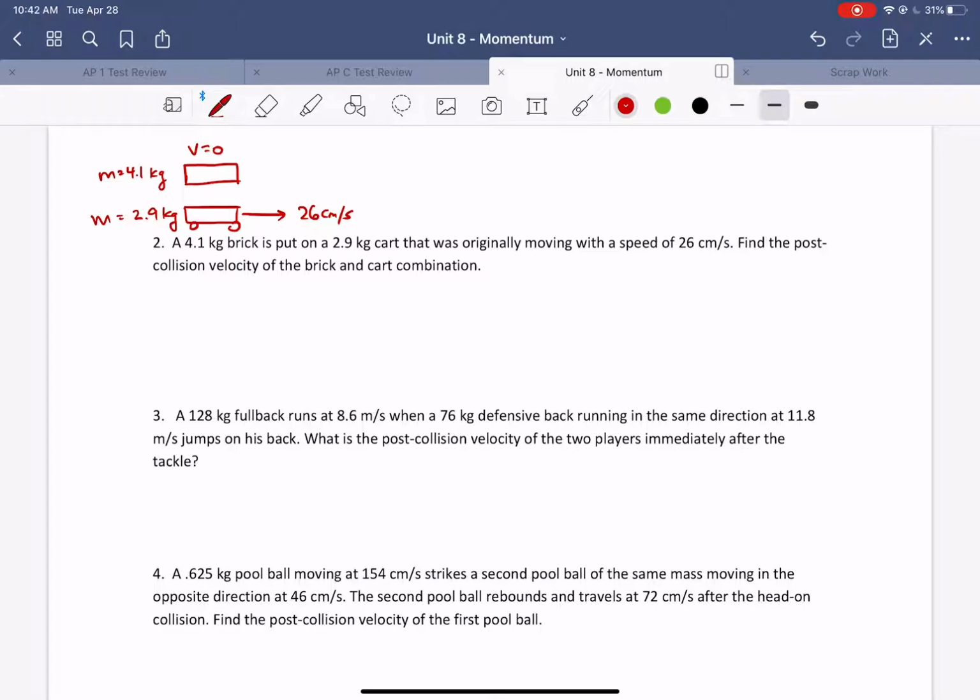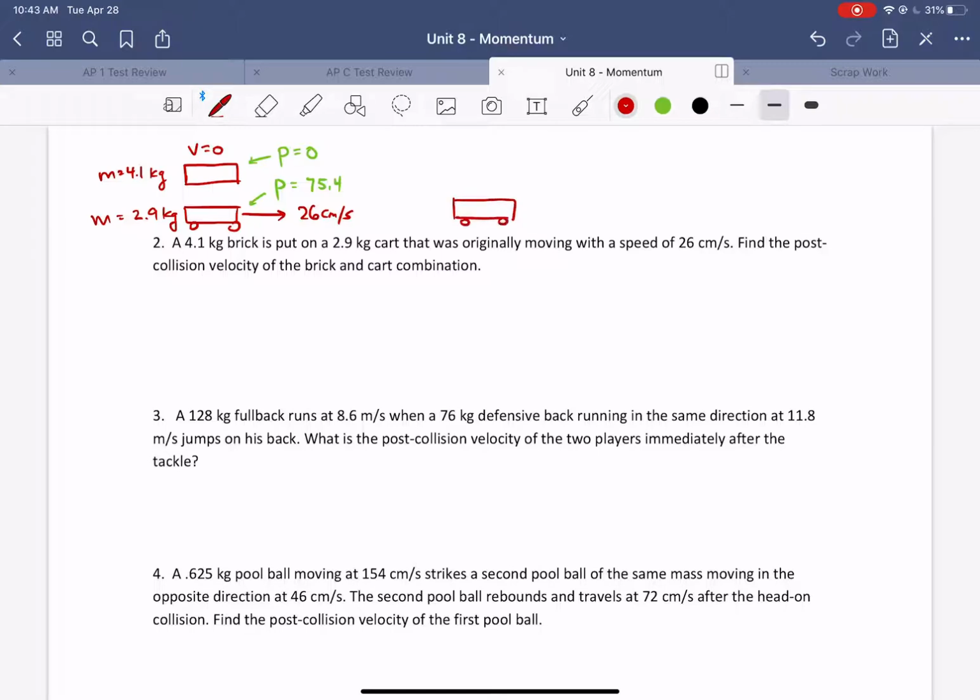So that's the way we want to treat this collision here. All right, so each of these objects has a momentum. I'll write that in a different color, just so things don't get too cluttered. So the momentum of the cart is going to be 2.9 multiplied by 26, which is 75.4. The units here would technically be kilogram centimeters per second, but we don't really need to worry too much about the units here since they're the same. All right, so the brick has a momentum of 0 since it's not moving before being placed on the cart.